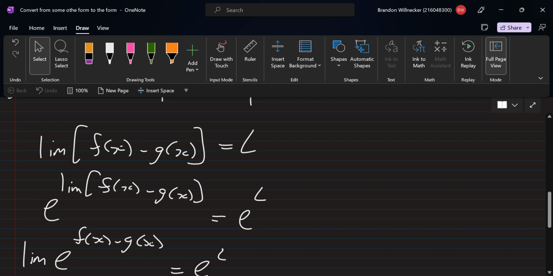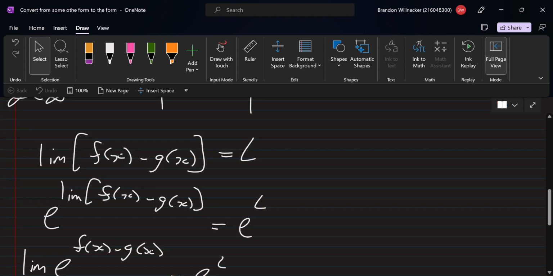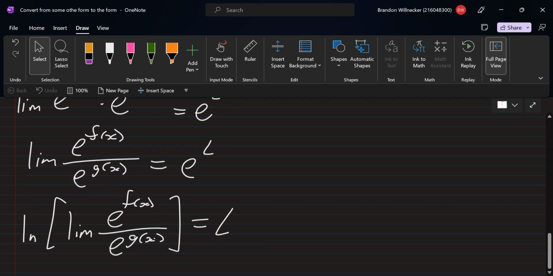So the original one here, if f goes to infinity and g goes to infinity, then e to the f will also go to infinity, and e to the g will also go to infinity. So we've got type infinity over infinity, which means we can use L'Hopital's rule. Whenever we have something where we have infinity minus infinity, we can use this line of working, this procedure, to convert it into a form that we can work with.